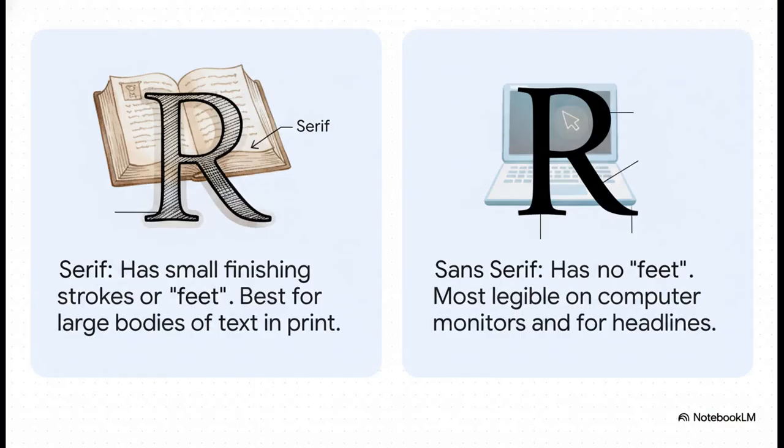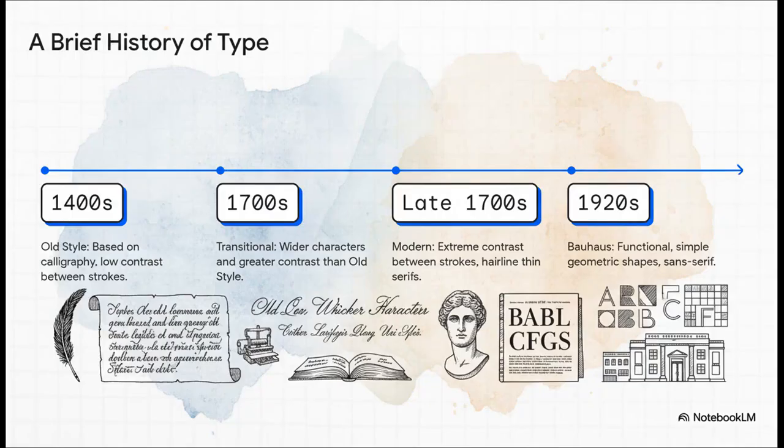Now, the most basic split in the world of type is between serif and sans serif. Serifs are the ones with those little feet, those small finishing strokes on the ends of the letters. They feel traditional, classic, and they're actually easier to read in long blocks of text, like in a book. Sans serif literally means without feet, and those fonts are clean, modern, and just perfect for digital screens and big, bold headlines.